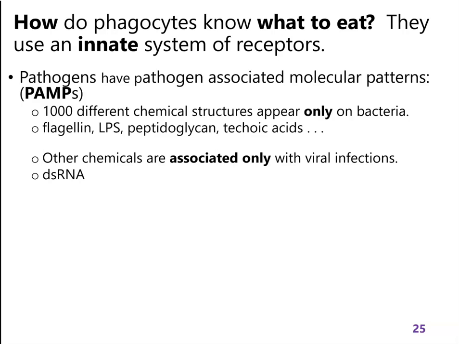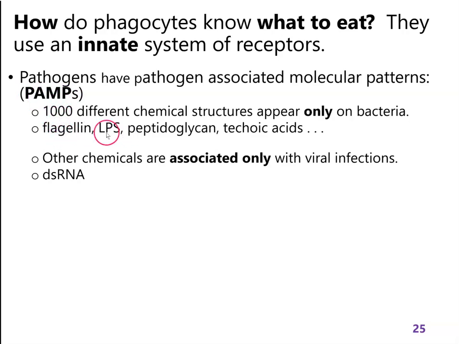Patterns. So what I'm talking about again is pathogen-associated molecular patterns. These are what phagocytes look for when they're deciding what to eat. What do they do through phagocytosis? How do they know, oh, that's a bacterium, I'd better eat that? Or that's a fungus, I'd better eat that? They have receptors that can identify certain pathogen-associated molecular patterns, or PAMPs.